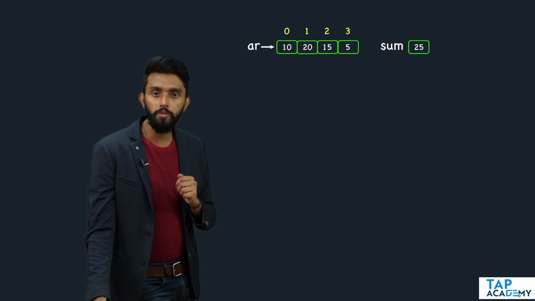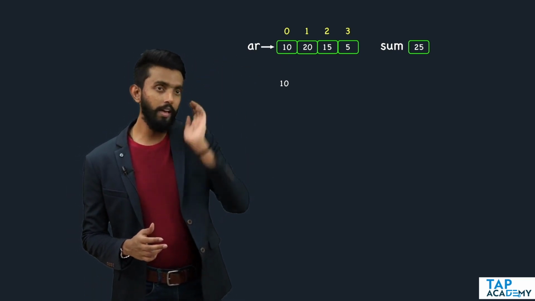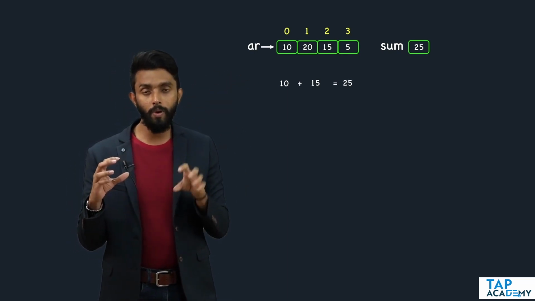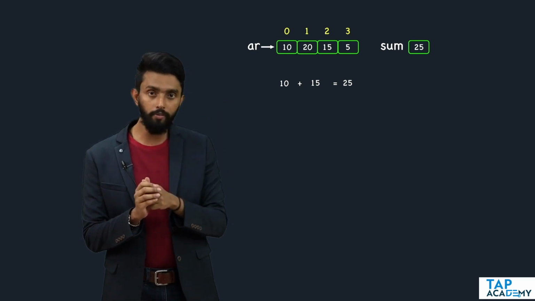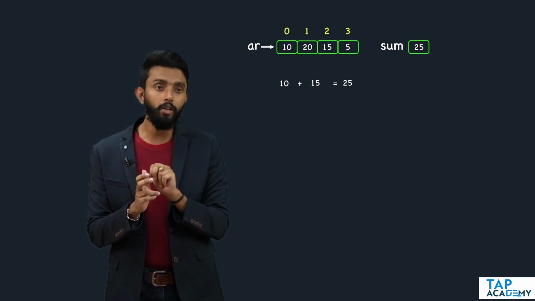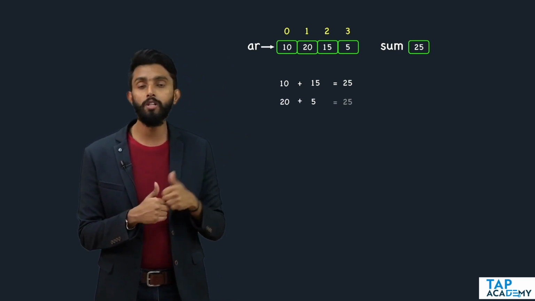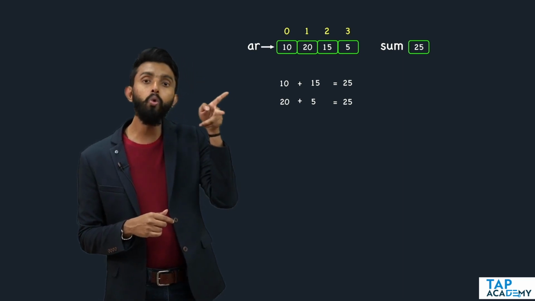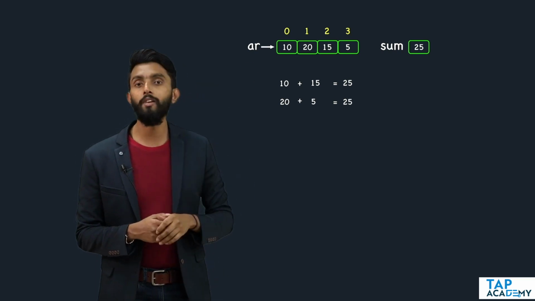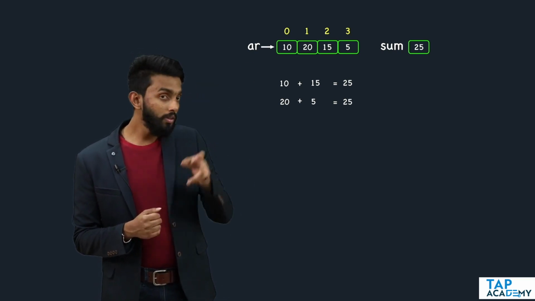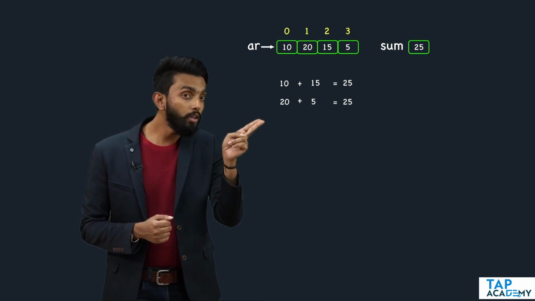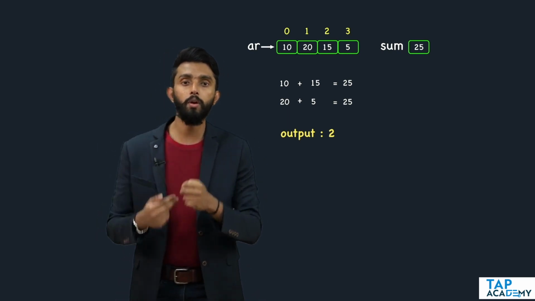Now the moment I observe this, I realize that I can pick 10, I can pick 15, and if I add them together I'll get 25. So 10 is one element, 15 is another element. If I add them, I've got 25. Now there is another set of values, 20 plus 5, which also results in 25. So there are two sets of values which when added together result in the sum. Would you agree with me? This is the first combination, this is the second combination. Hence how many combinations? 2. That 2 must be your output.